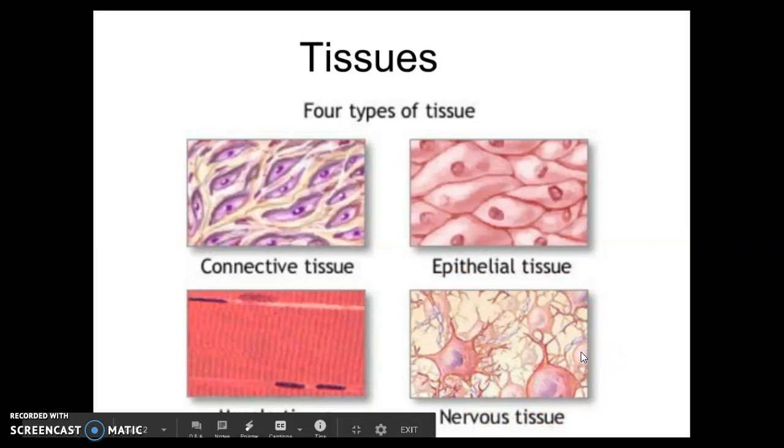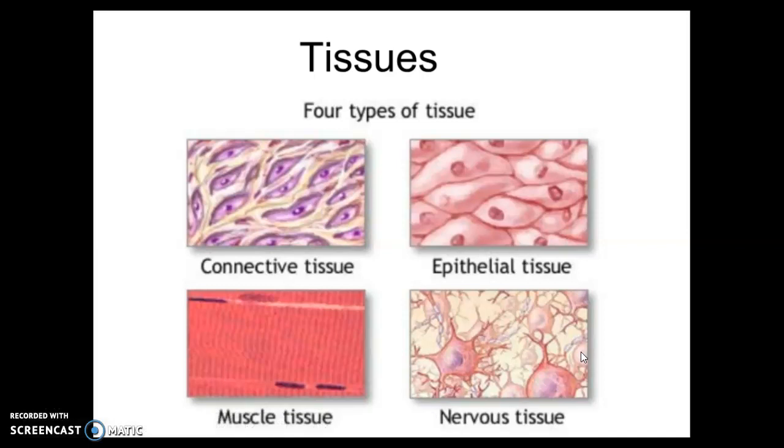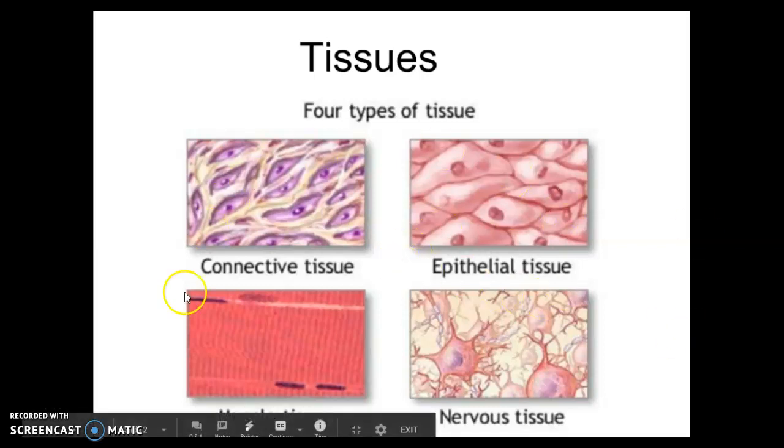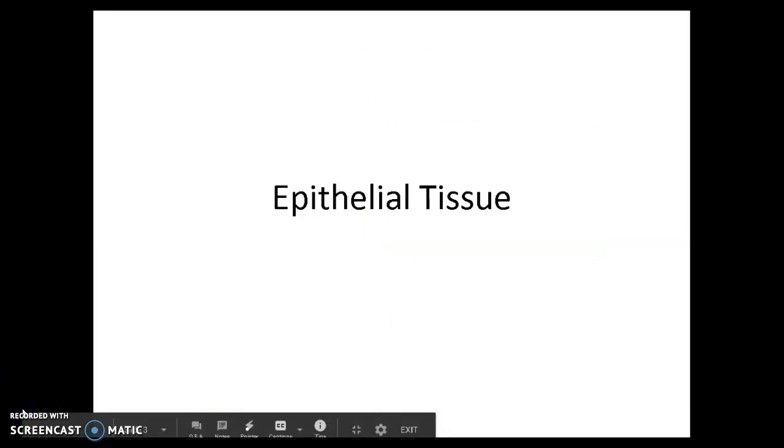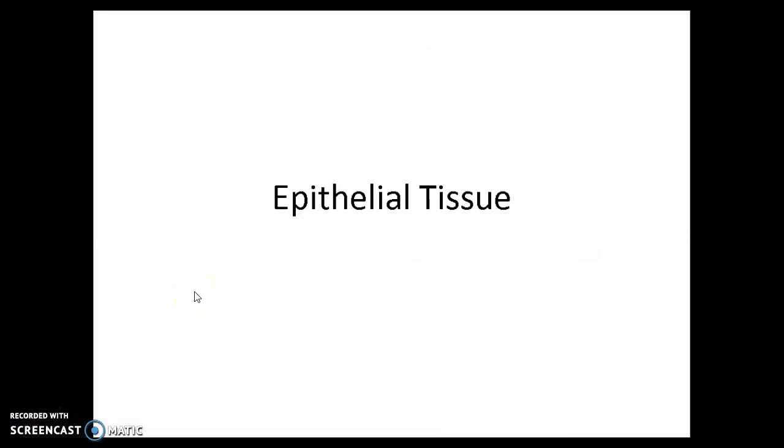And if you think about that level of organization activity, multiple tissues make an organ. And so in any one organ, you'll have all these different tissue types working together in order to form that organ. So we are going to start with epithelial tissue.